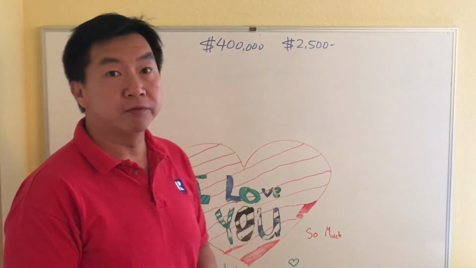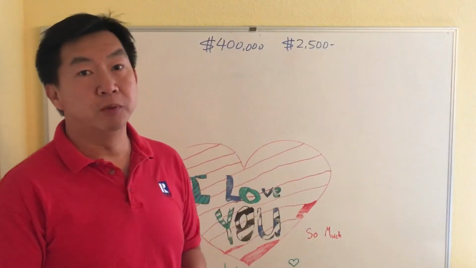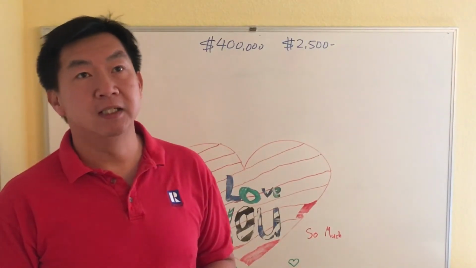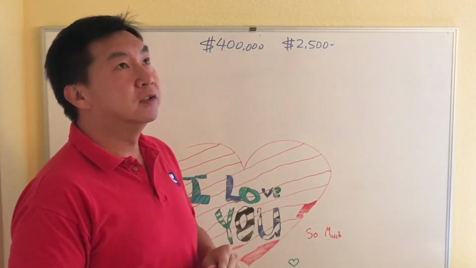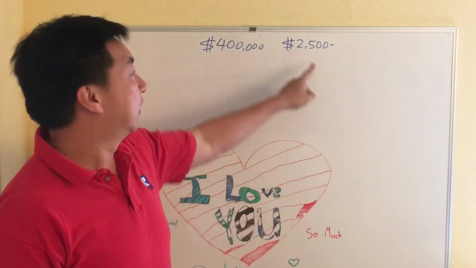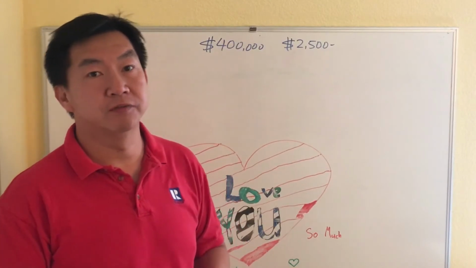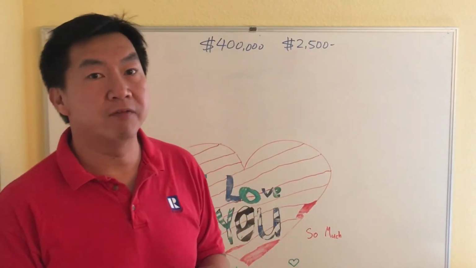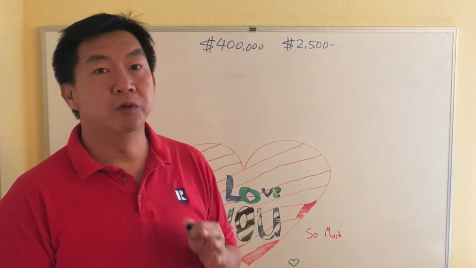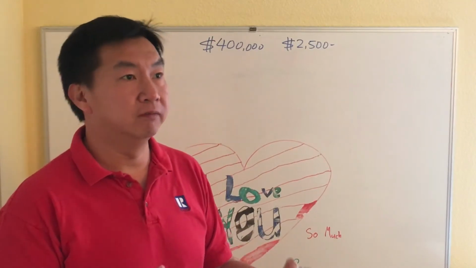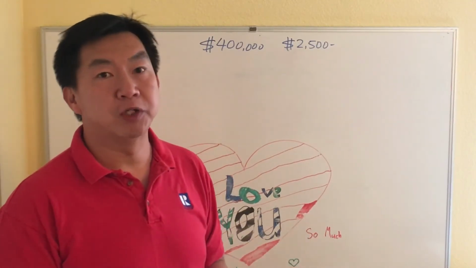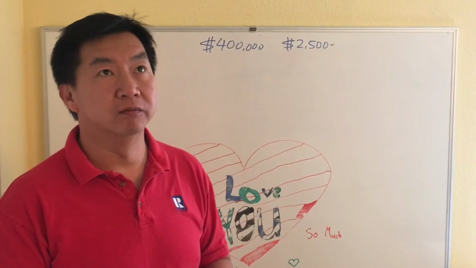Let's talk about NOI first. NOI is net operating income. Basically, it's all the income minus all the expenses except for debt servicing. So mortgage doesn't count, everything else counts, and we want to know how much money we're going to net after subtracting all the different expenses.